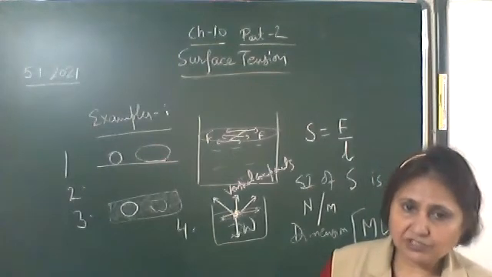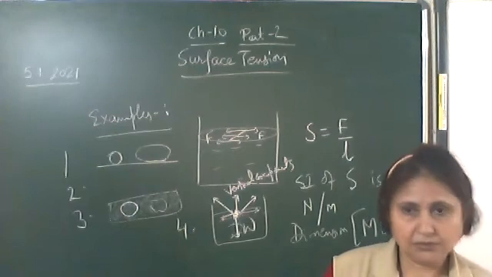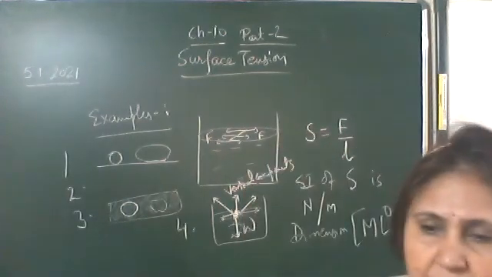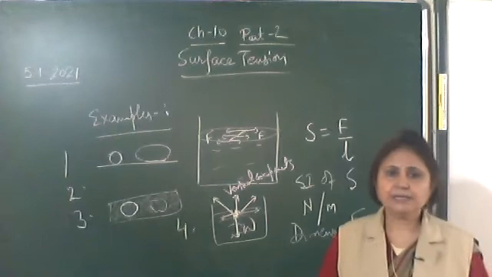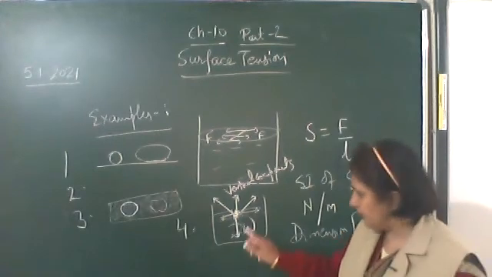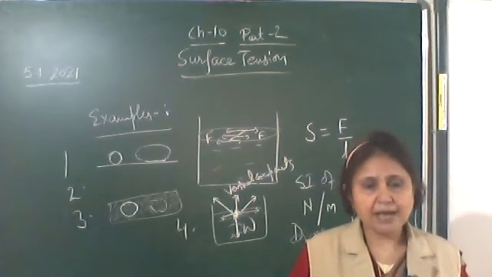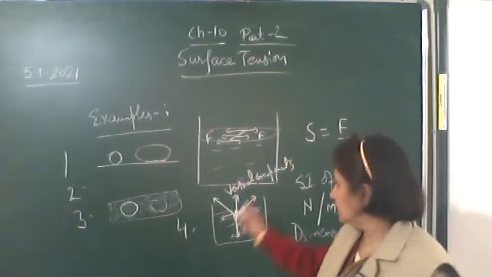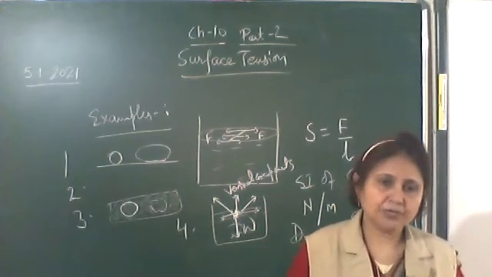Okay, draw the figure and write 2 lines about it. Write down: a greased needle, when kept gently on the water surface, keeps floating because the weight of the needle is balanced by the vertical components of the surface tension.